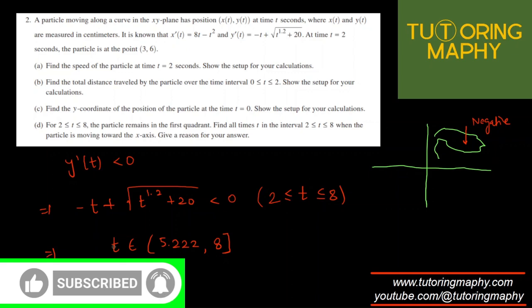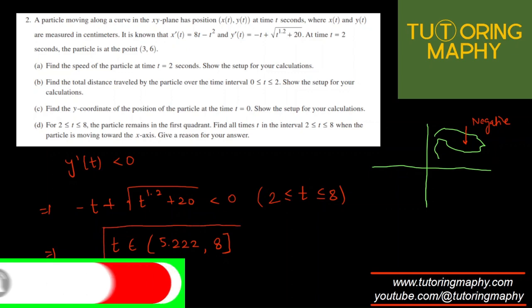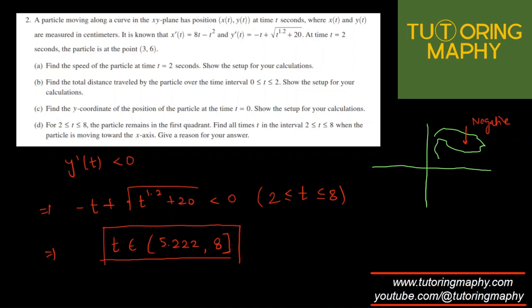So this is the interval of time when the particle is moving towards the x-axis, or in other words, when y prime is negative. I hope this makes sense.